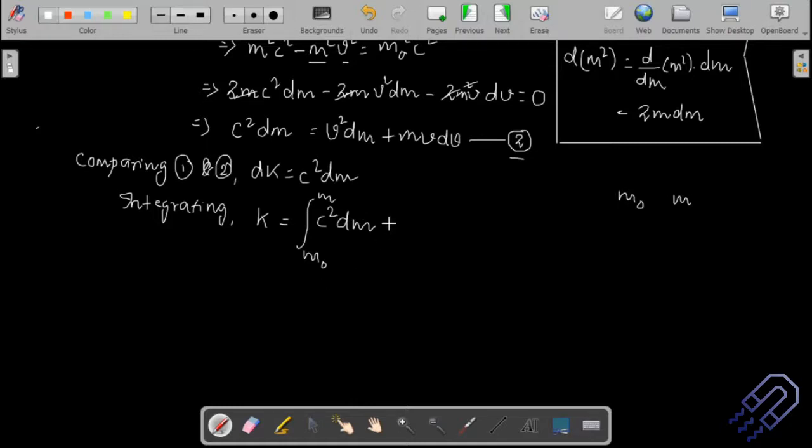So let's just do the integration. So this is c square, and the integration of dm gives m. This is from m naught to m. That means this would be nothing but c square into m minus m naught, upper limit minus lower limit. So this is mc square minus m naught c square. So this is my kinetic energy. This is my kinetic energy, right?